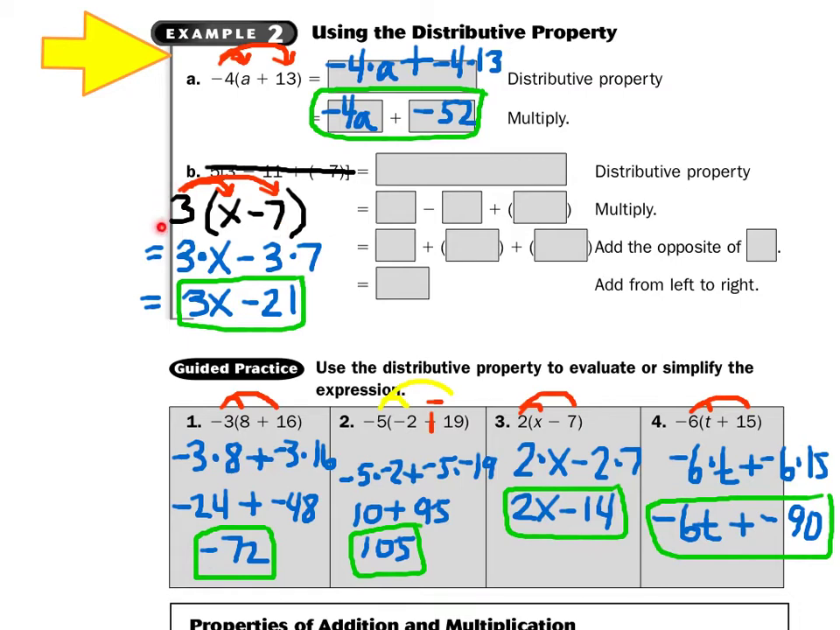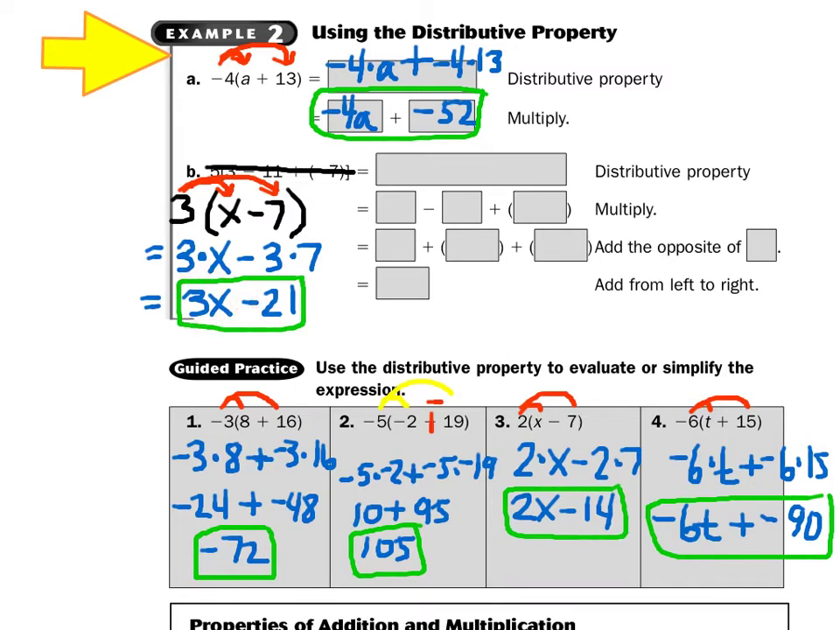And so now let's grab the 3 and draw a rainbow to the x. That means 3x. And then copy that minus sign, and now grab the 3 and draw a rainbow to the 7, 3 times 7. So let's simplify. 3 times x gives us 3x.